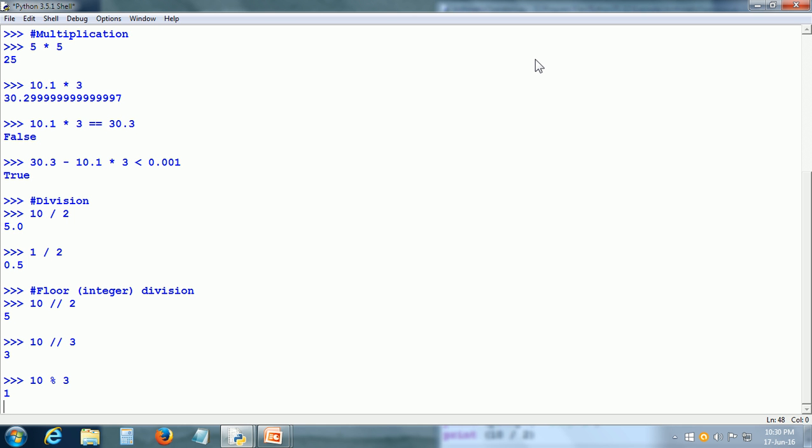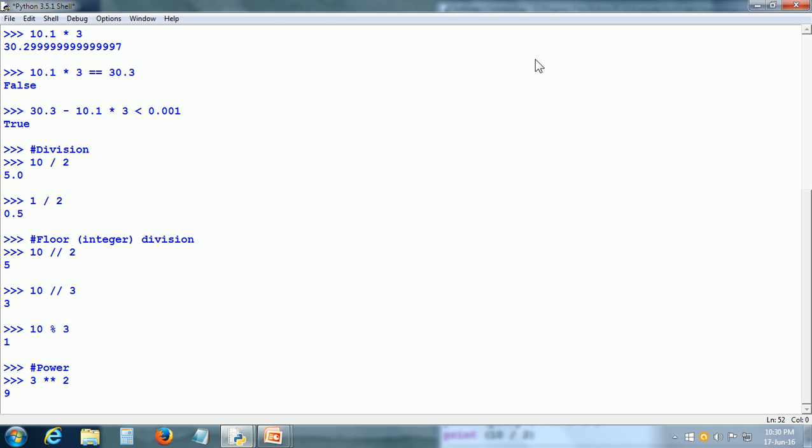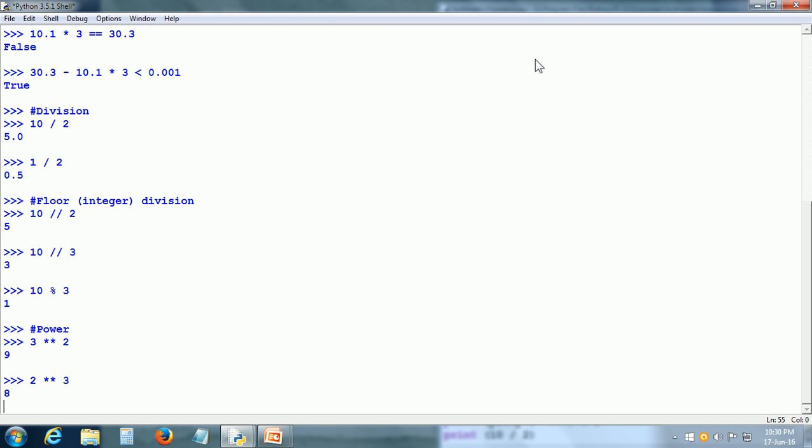Next, let us look at the power operator. So 3 squared is 9 and 2 cubed is 8, and the power operator is 2 asterisk characters. Now there is something called operator precedence in Python. This means that certain operators are executed first. For example, multiplication is done before addition.